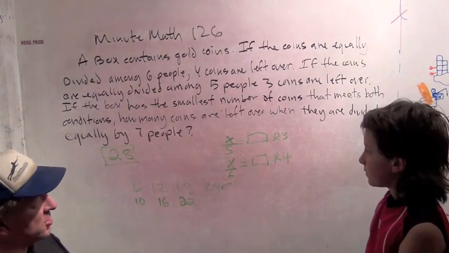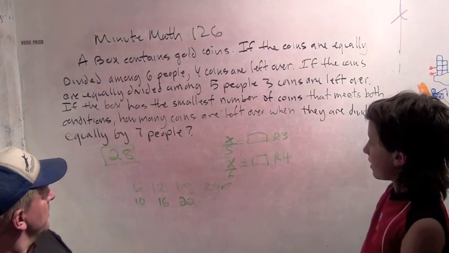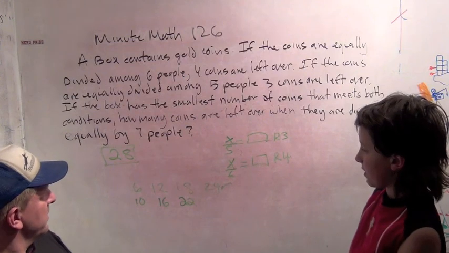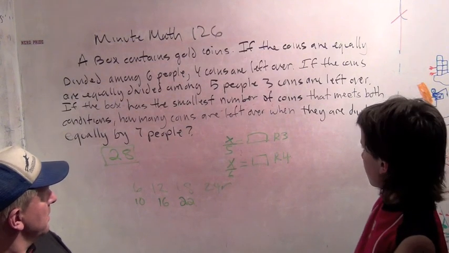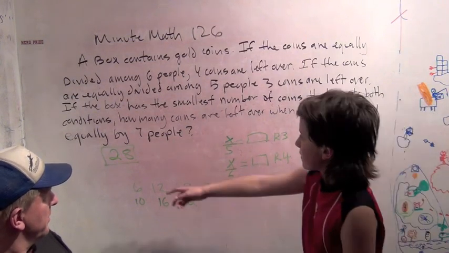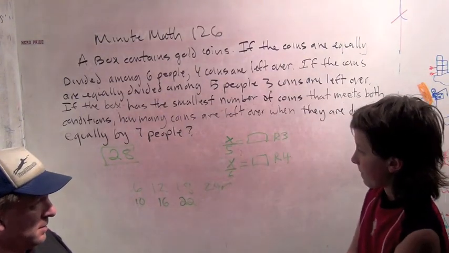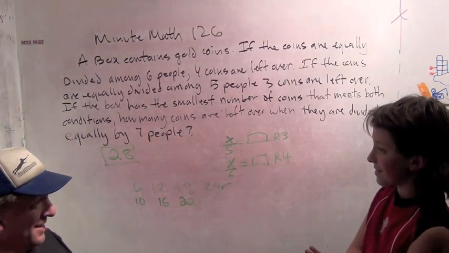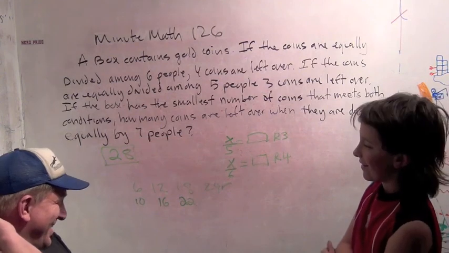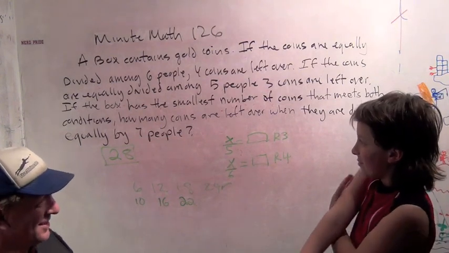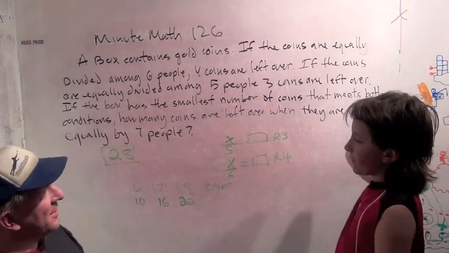So what's the answer to the question? It's when they're divided equally by 7 people. How many coins are left over? Well, the nearest multiple of 7 to this is 21. Actually, 28 is a multiple of 7. So there's 0 left over.